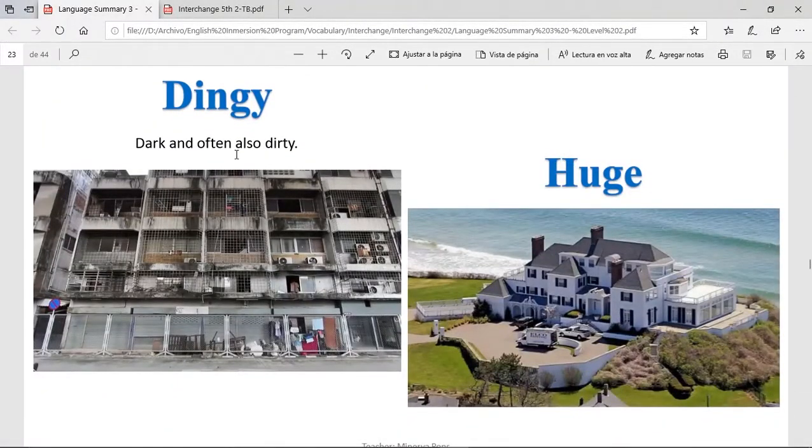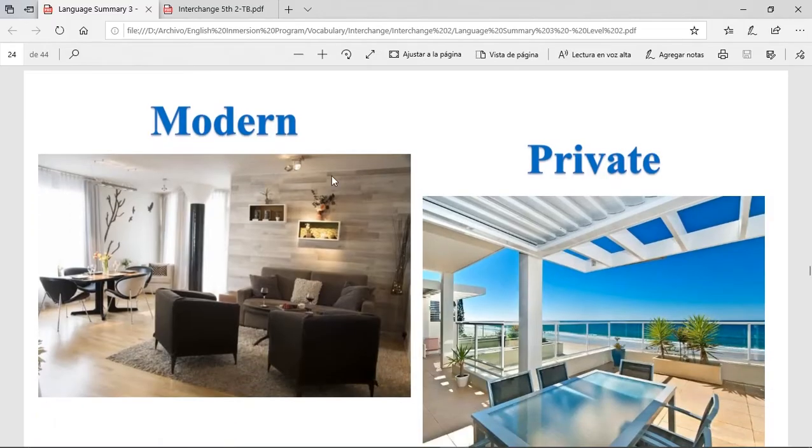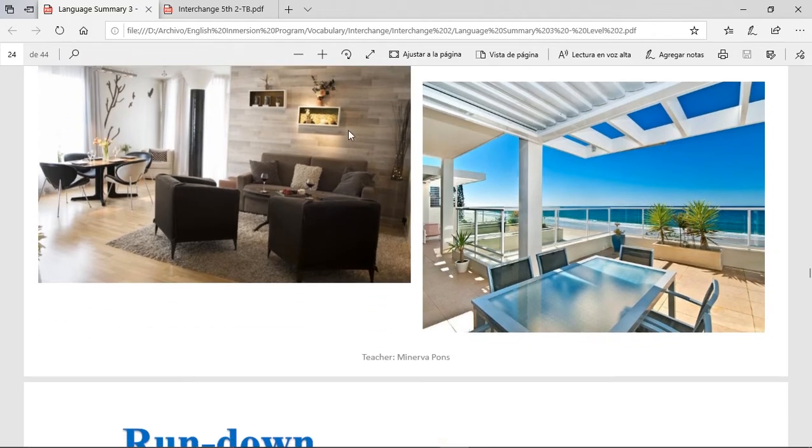Dingy, dark, and often also dirty. Something dingy is like looking bad, looking dirty, looking like it's abandoned. And huge. Huge is something that is really big. Okay. Modern. Modern is a type of decoration or way to put your house that looks like new, brand new, or with a modern aesthetic.